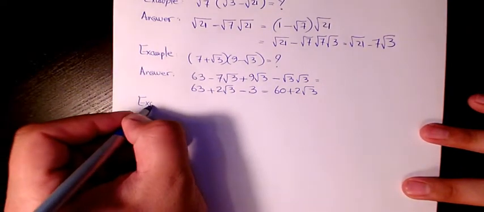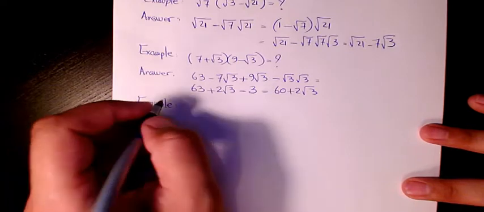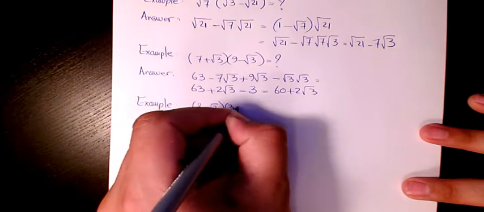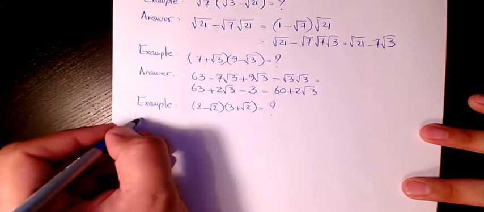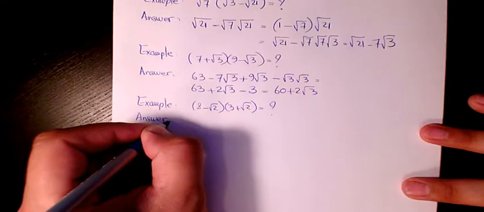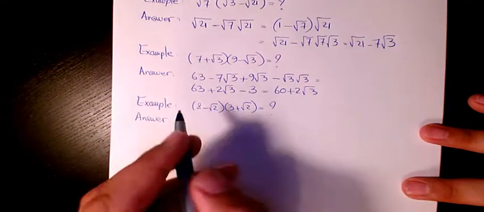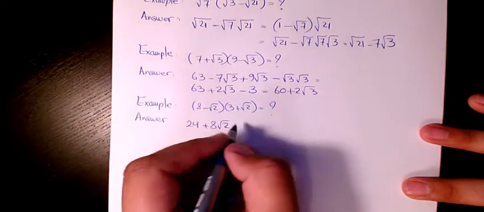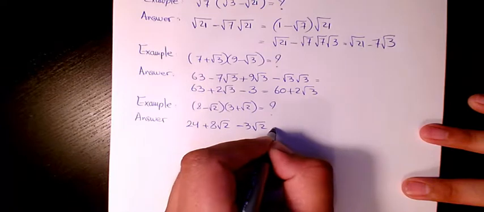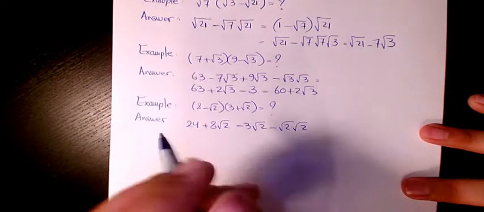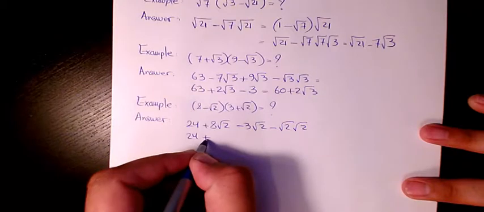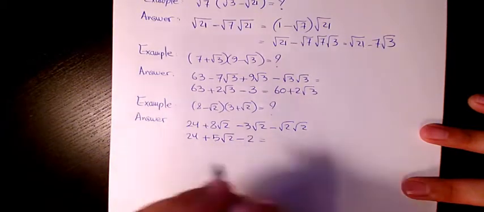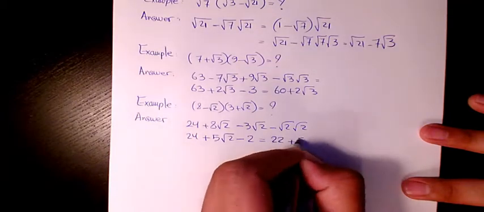Next example, we have 8 minus root 2 times 3 plus root 2. Answer is 8 times 3 is 24. 8 times root 2 is 8 root 2. Negative 3 root 2, minus root 2 times root 2. So that's 24 plus 5 root 2, minus root 2 times root 2 is going to be 2. So that's 22 plus 5 root 2.